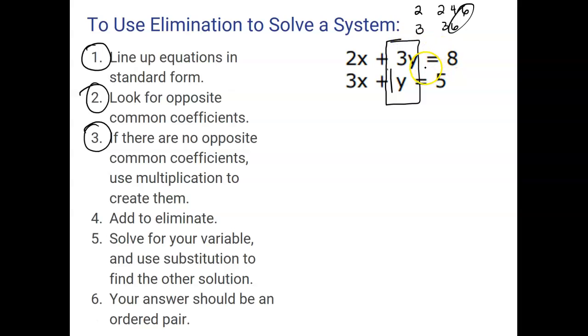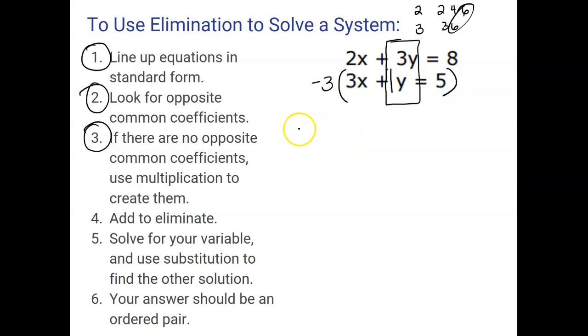A common multiple for 3 and 1 is just 3, which means I don't need to multiply my top equation by anything. It can just stay by itself. I can multiply everything on the bottom, though, by 3. But don't forget, I need these to be opposites. When I add them, I need them to eliminate. So I'm going to multiply by -3.